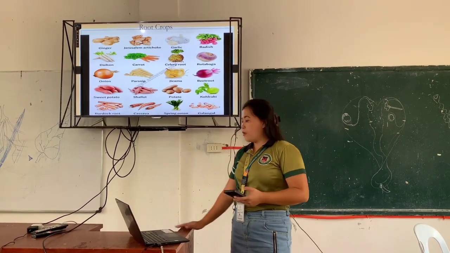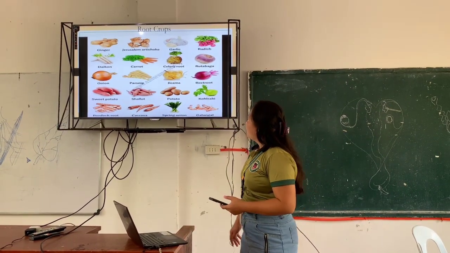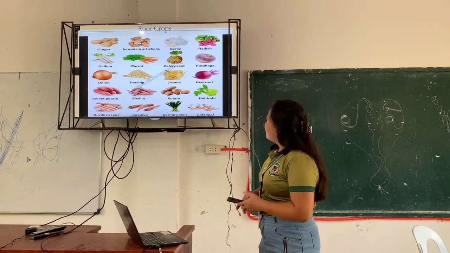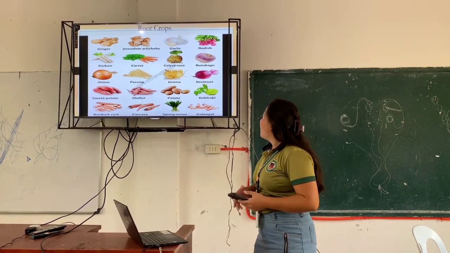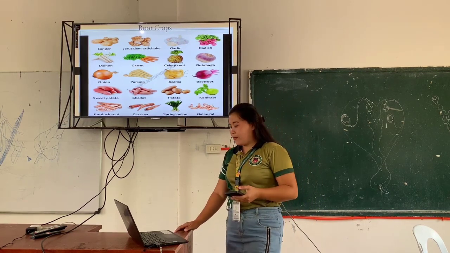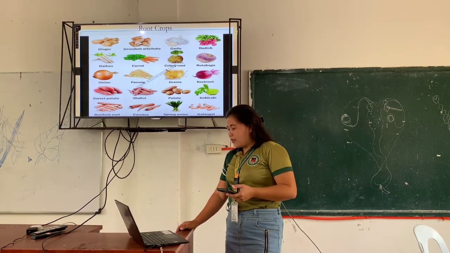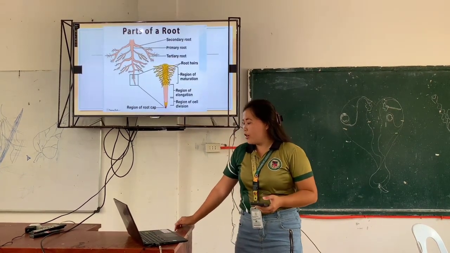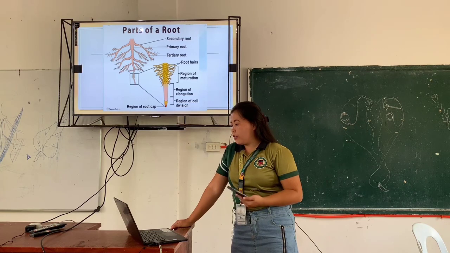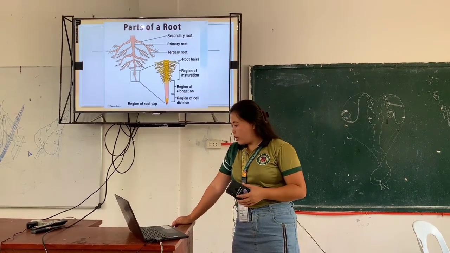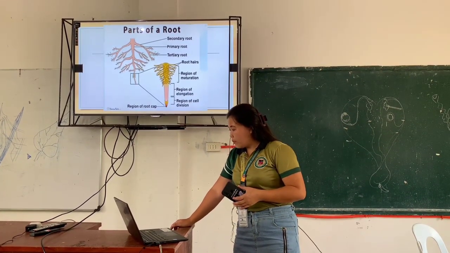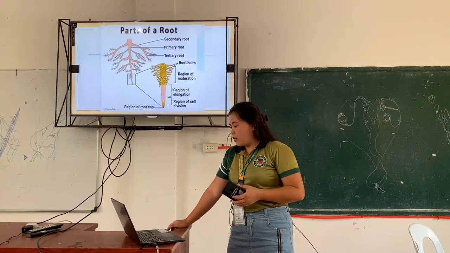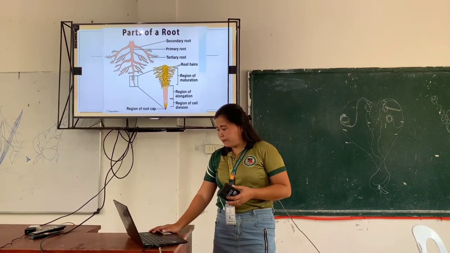Then, some examples of root crops: ginger, horseradish, artichoke, garlic, radish, daikon, carrot, celery root, rutabaga, onion, parsnip. Then the parts of a root: secondary root, primary root, tertiary root, root hairs, region of maturation, region of elongation, region of cell division, and root cap.